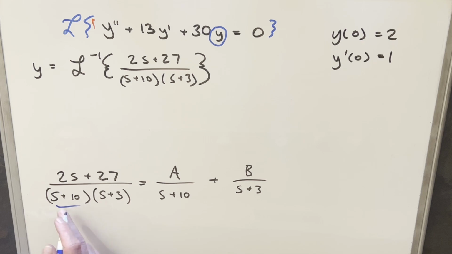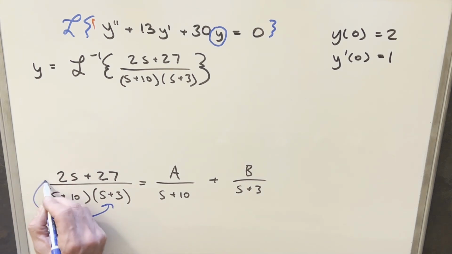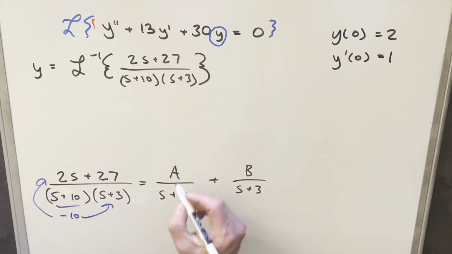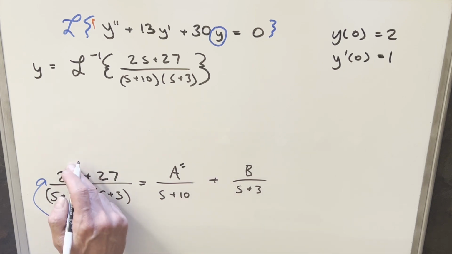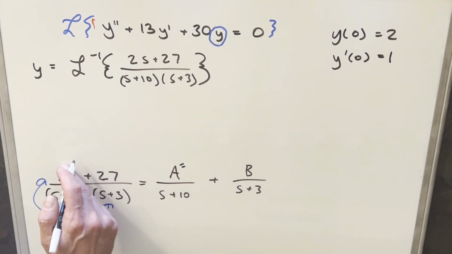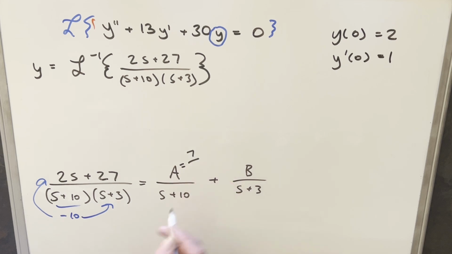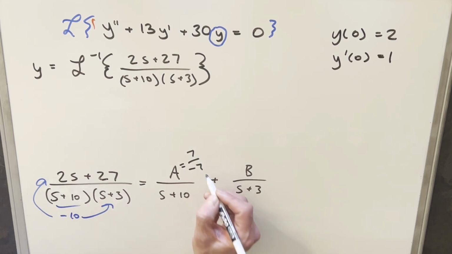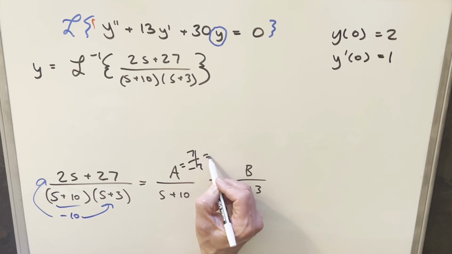Now, to start with, we'll look at this s plus 10 here. What I need to do to make that 0 is just plug in minus 10 here. Now, if we do that, we don't want to divide by 0. We cover that up and plug that in everywhere else. And then this value is going to be our a value. So we plug minus 10 in up here, we get 27 minus 20. So that's going to give me a 7 here. And then plugging minus 10 in here, minus 10 plus 3 is minus 7. So this whole thing is just going to be minus 1.